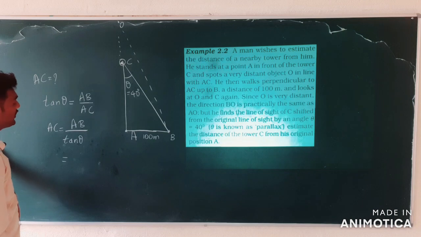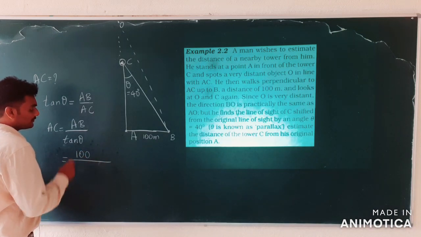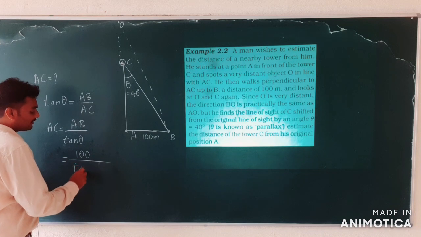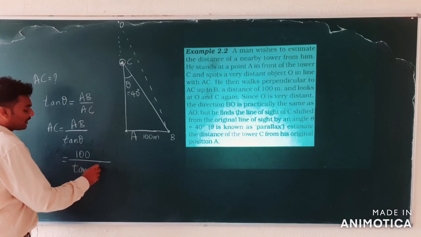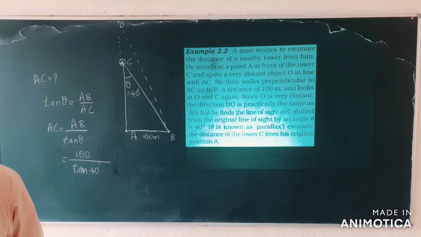What is AB equal to? AB is equal to 100 meter, divided by tan theta, which is 40 degree. Now let me calculate it. What is tan 40 equal to? And then put the value to get AC.